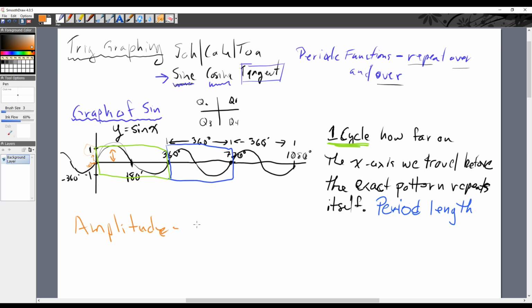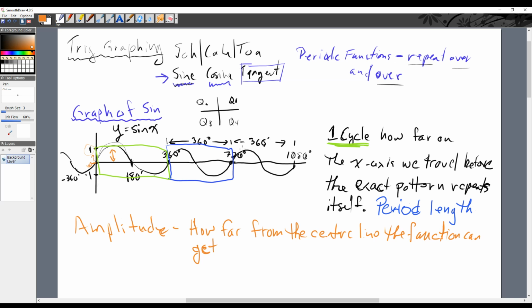So amplitude is how far from the center line the function can get. Just how far from the center line can the function get? In this case, you can see that it gets 1 away. So amplitude is how far from the center line the function can get.